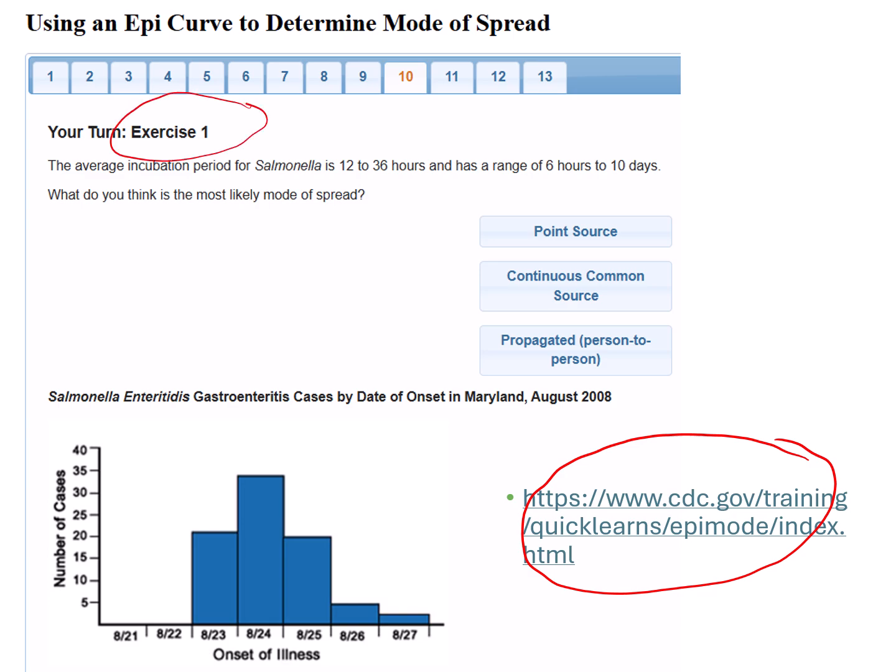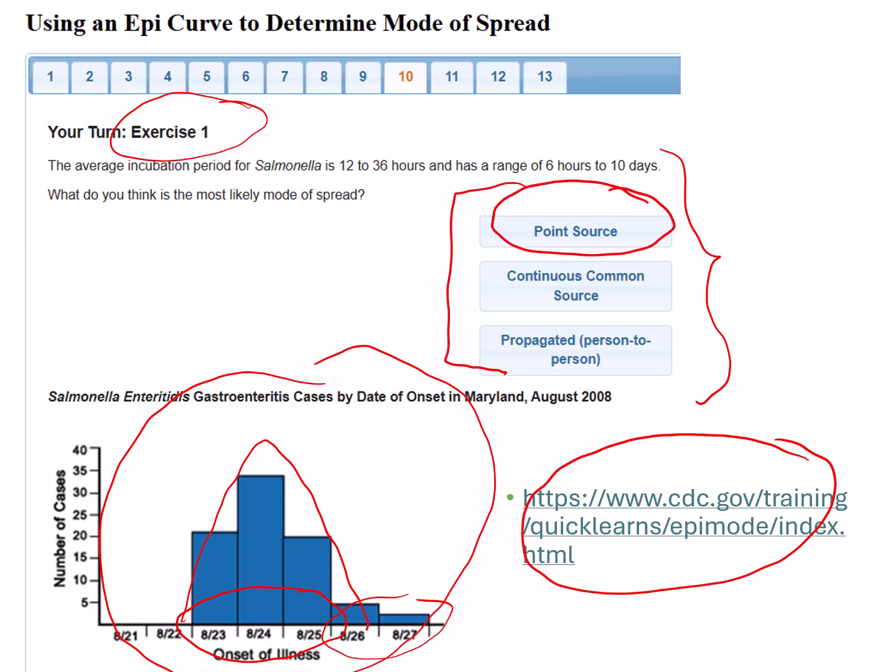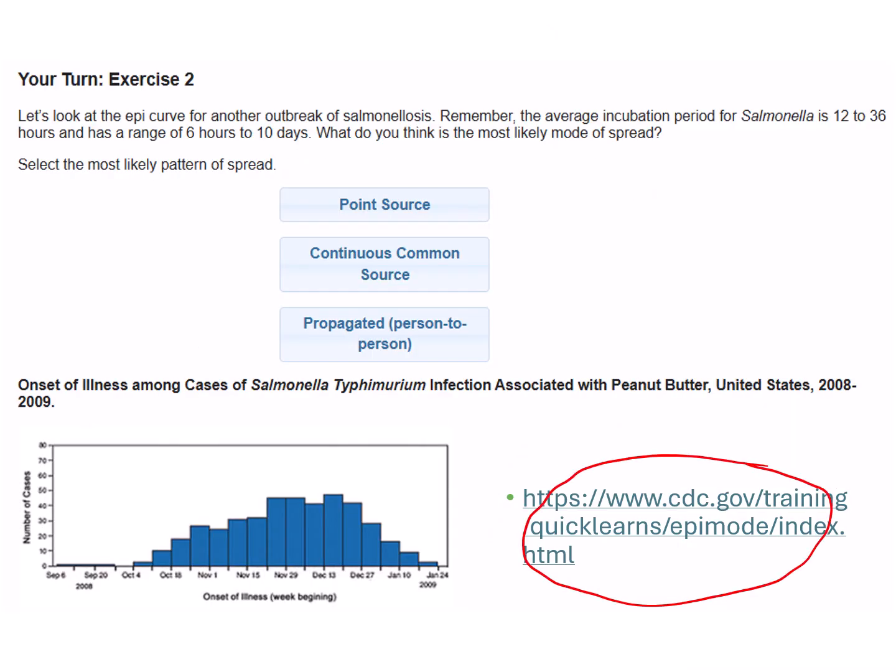In this exercise that I've screenshotted, they ask us to look at this figure and determine the most likely mode of spread. If I look closely, the x-axis looks like just a few days. I see single days listed here, and it's short and sharp, so short in duration. That means it's probably an example of point source outbreak, because I can see the curve rises quickly to a peak around August 24th before slowly tapering off. And here's another example from that link.